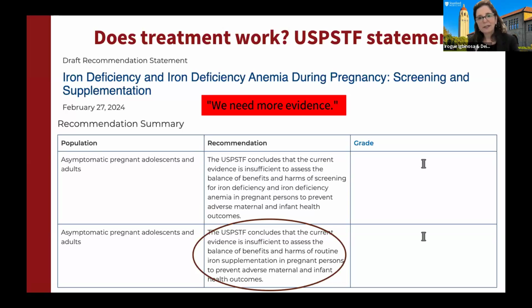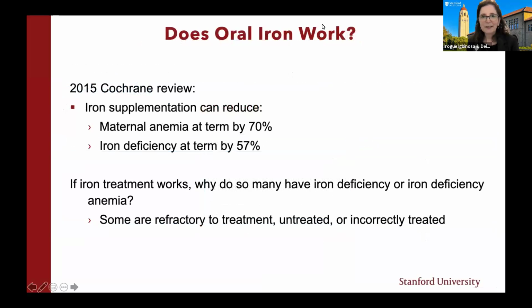I think when you look at the data, there is a lot of retrospective data that really suggests that iron works. In fact, there's a Cochrane review that suggests that iron supplementation can reduce maternal anemia by 70%. It can reduce iron deficiency at term by 57%. We know there are a lot of other studies that link these to harmful outcomes and harmful practices. This is not rocket science, and this is not something that is going to be undone even by an RCT. So we have very good reason to screen, to treat, to really pay attention here.